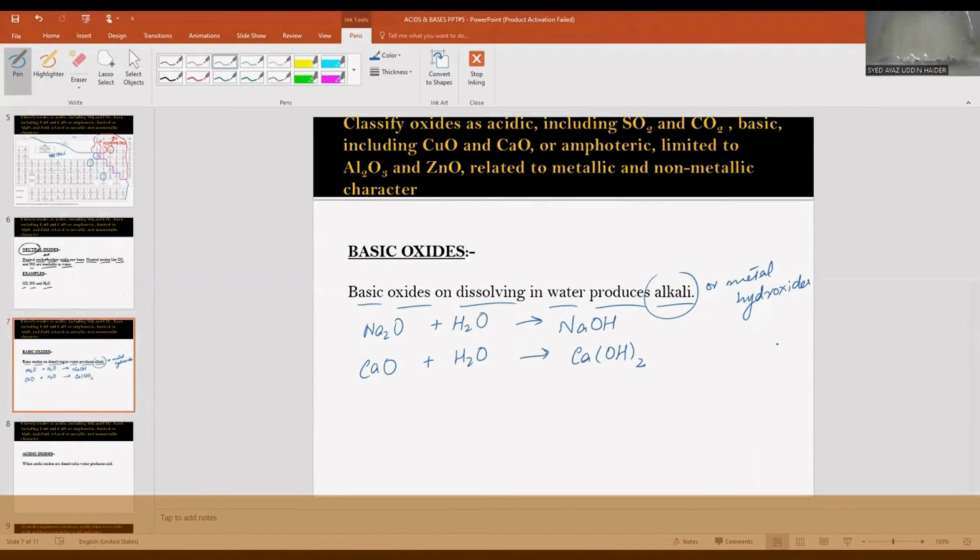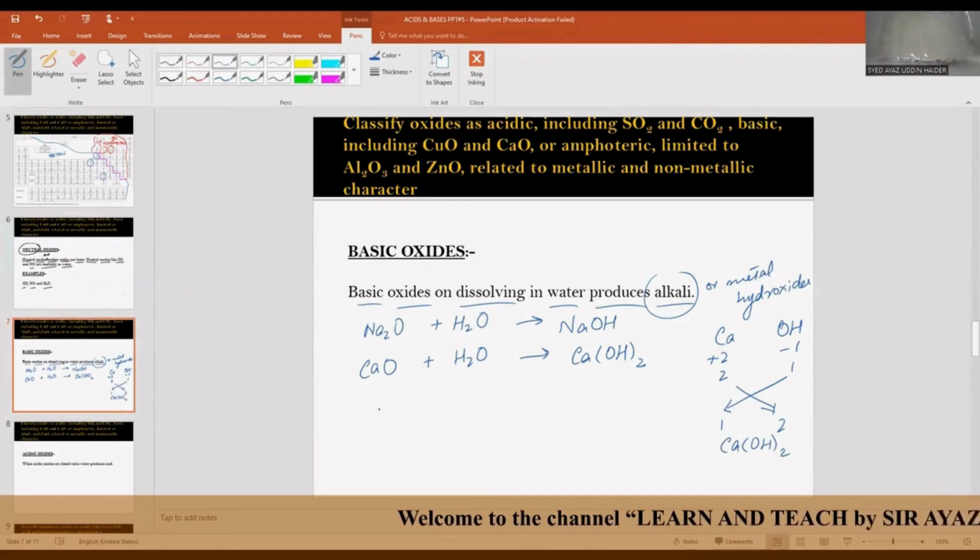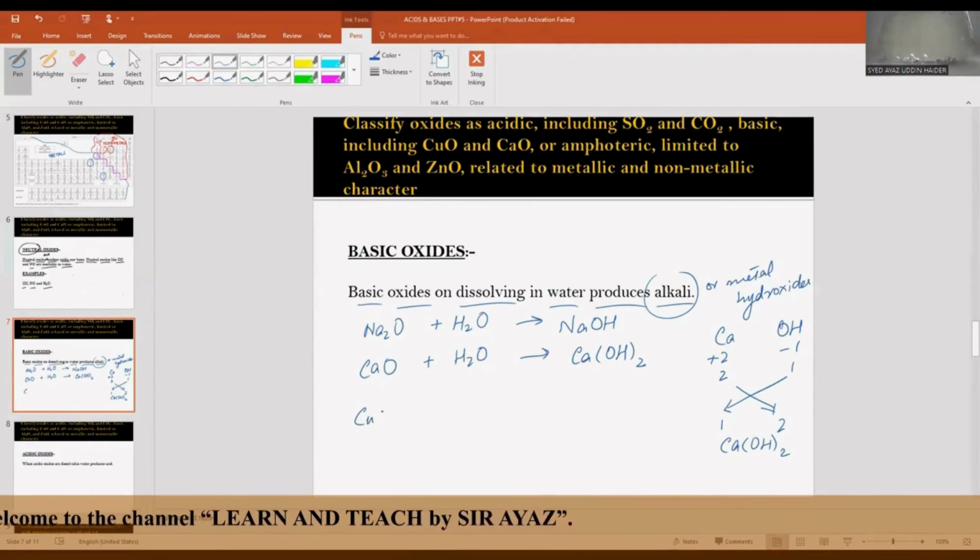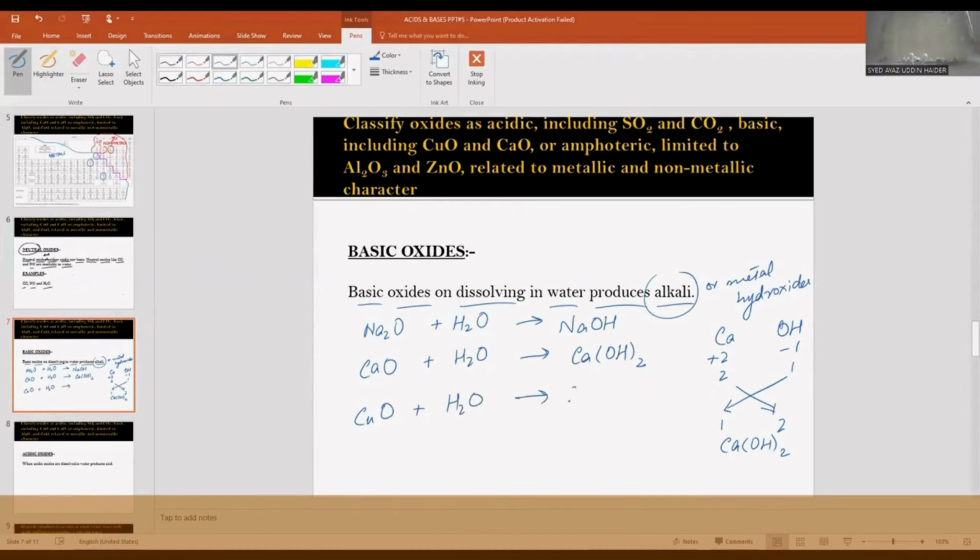Recall the formula making between calcium and hydroxide. Calcium belongs to group 2. The valency will be +2. Hydroxide, it will be -1. Ignore their charges. What you will get? You will get this, Ca(OH)2. In case of copper 2 oxide, CuO, when you react with water, you will get copper 2 hydroxide.